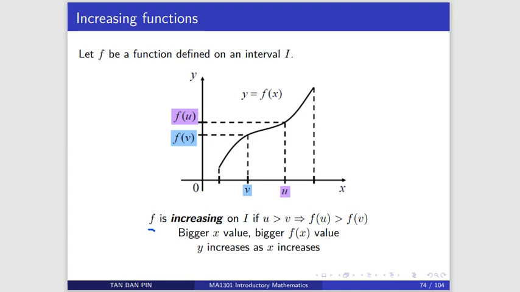A function f is increasing on an interval I if, when you choose u more than v, the function value at u is more than the function value at v. On the diagram here, u is bigger than v, and the function value at u is more than the function value at v. For an increasing function, if you draw the curve, it's going up all the way. So a simple way to think of it is: bigger x value, bigger f(x) value.